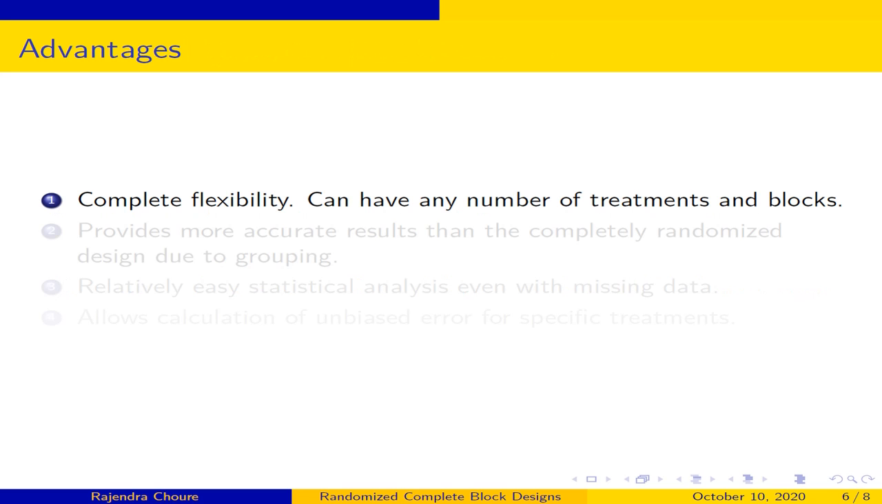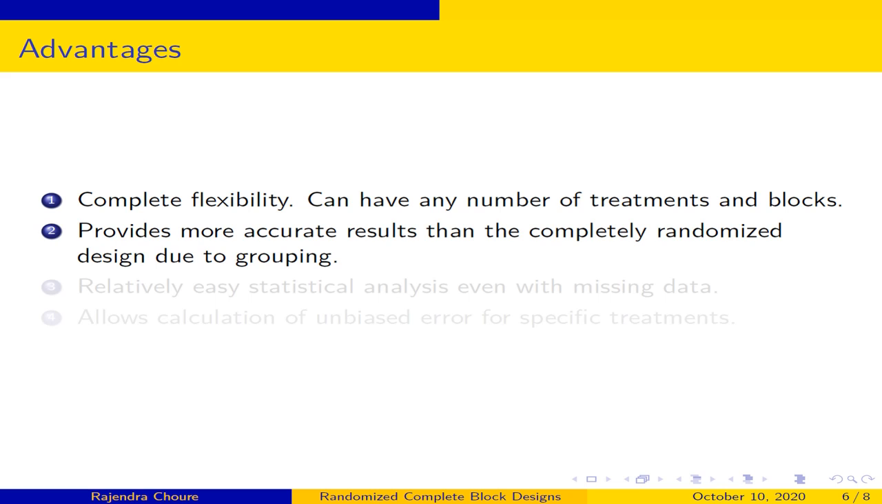Randomized block designs are completely flexible designs because they can have any number of treatments and can have any number of blocks. But sometimes if the number of treatments and number of blocks increase, complexity of the result increases and interpretation of results becomes difficult. But theoretically, these are completely flexible designs.